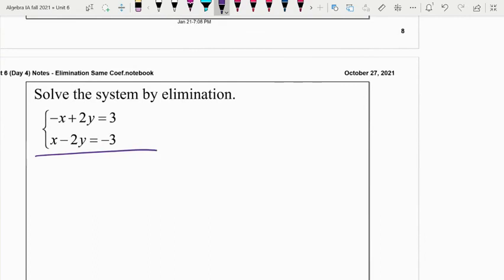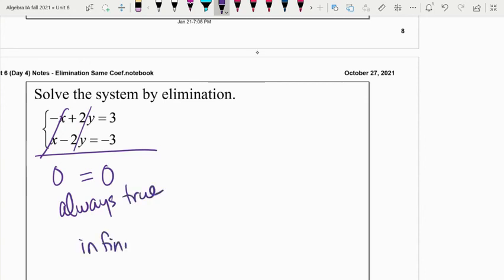This one, if I add, the x's are gone, the y's are gone. So x's and y's are gone, so I get 0 equals 0. That's true always. So the answer is infinite many solutions, meaning it's the same line twice.